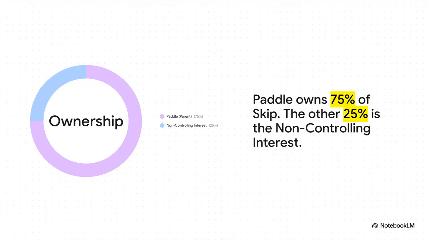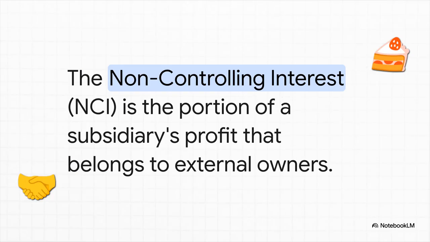Back to our Paddle and Skip example. In this case, Paddle owns 75%. That other 25% we see here, that's owned by outside shareholders. In the world of accounting, this slice of the ownership pie has a special name. It's called a non-controlling interest, or NCI for short. So think of the NCI as the portion of the subsidiary's profit that rightfully belongs to those external owners.